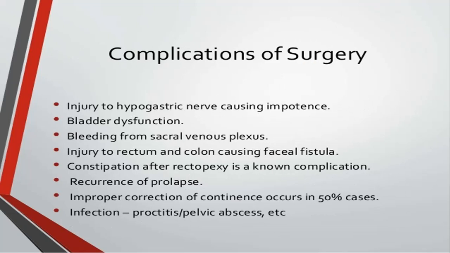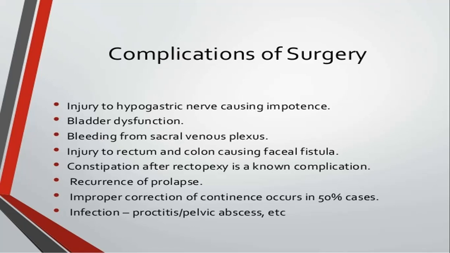What are the complications of surgery? It can injure the hypogastric nerve. If you are doing abdominal surgery, there are more chances to damage the hypogastric nerve, and it causes impotence and bladder dysfunction. Bleeding from the sacrum: if you are mobilizing the rectum and fixing it to the sacral area, there are the sacral venous plexus which can cause bleeding.